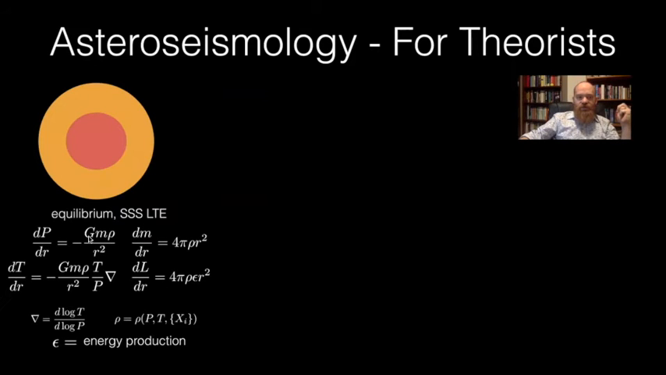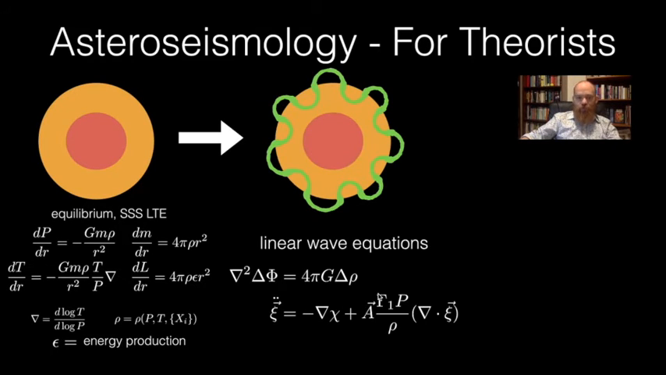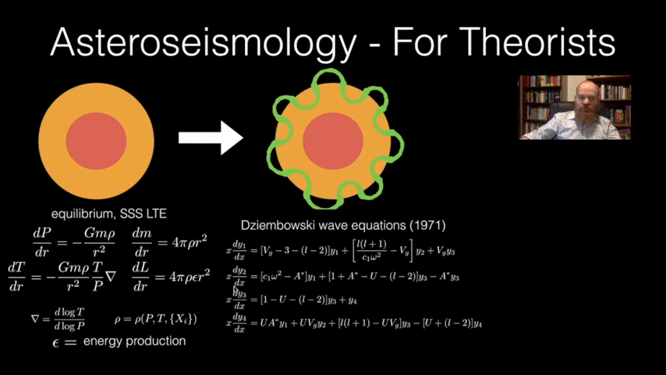So for theorists, our counterpart to this is asteroseismology. We begin with some model of a star. It solves a set of equilibrium equations, given astrophysical properties of it. And with this equilibrium model, we perturb it to first order to get a set of linear wave equations. Here they are in physical form. I can write them in slightly nicer form, so you can see it's a fourth order differential equation.